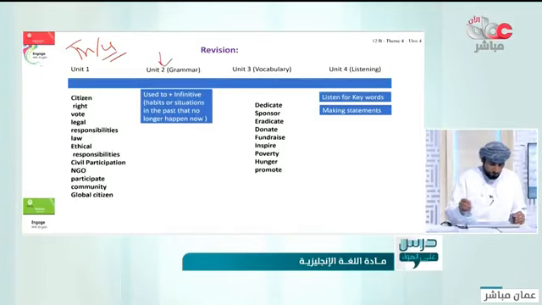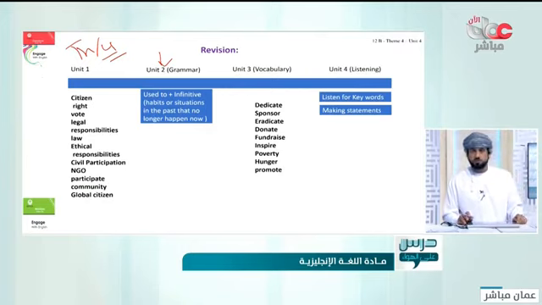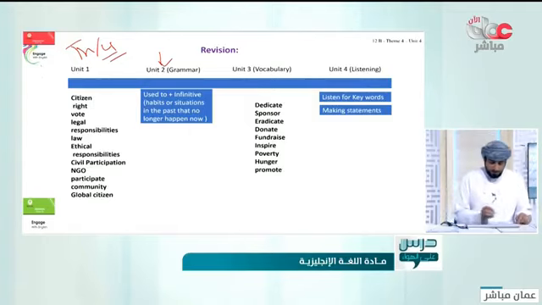So unit 2, which is grammar: used to plus infinitive, habits or situations in the past, not anymore right now. And we gave examples last week, and other teachers will give examples, and I'm sure your teachers in the schools are trying their best to give you as many examples as they can. A very easy example I can give right now: for example, he used to play tennis.